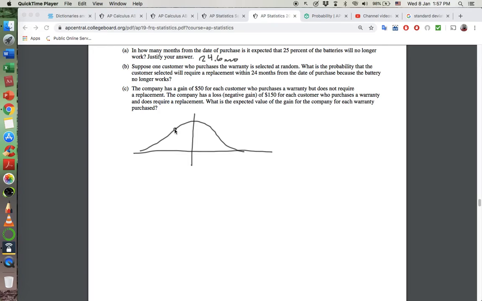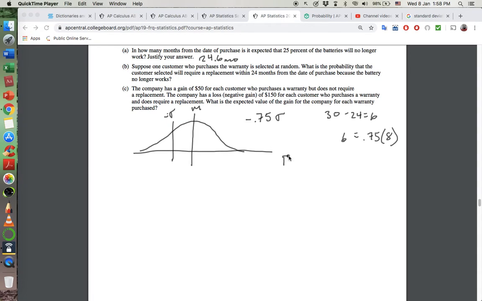And so we've got 24 months is 0.75 times the standard deviation. So 0.75 standard deviations from the mean, right? 30 minus 24 equals 6. 6 equals 0.75 times 8. Okay, so we're looking at negative 0.75 standard deviations.